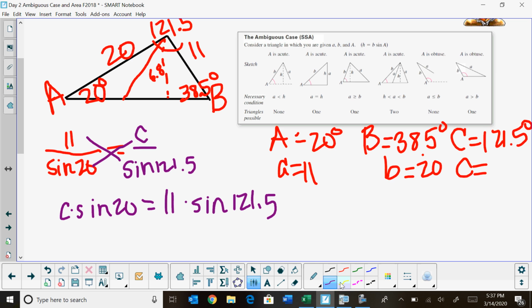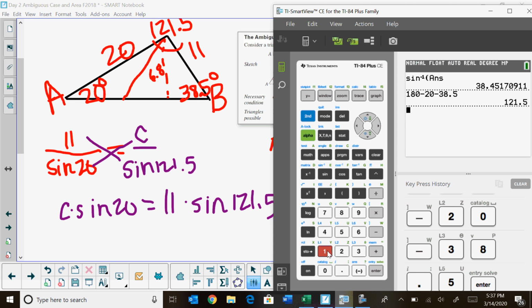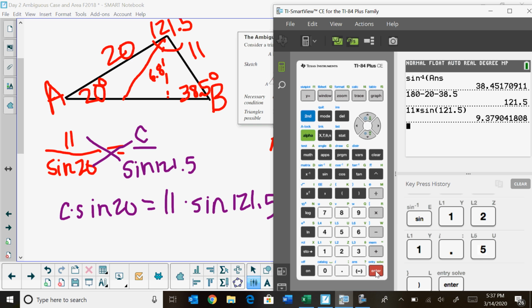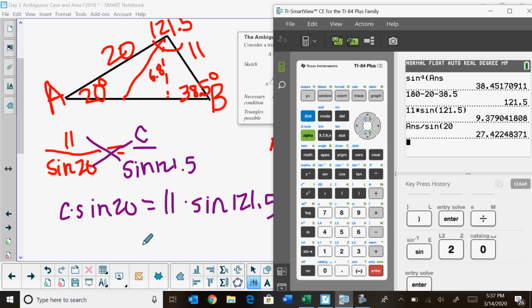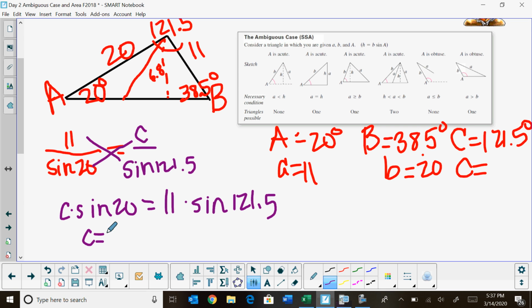Grab your calculators. Let's calculate that. So 11 times sine of 121.5 equals, and then divide that by sine 20, and that should give us c. So c is 27.4. And that's our third side. So I'm going to add that over here. So there's our first set of triangle lengths.